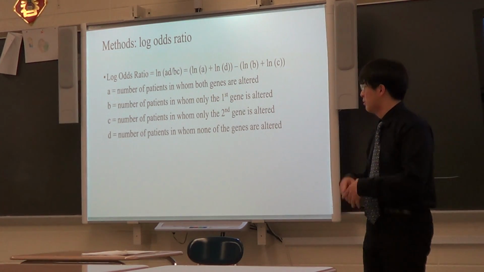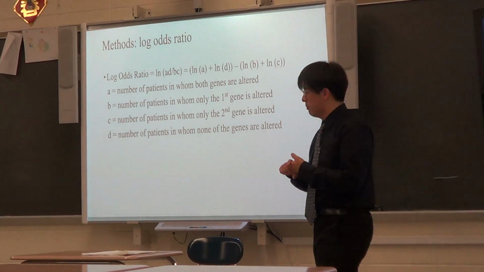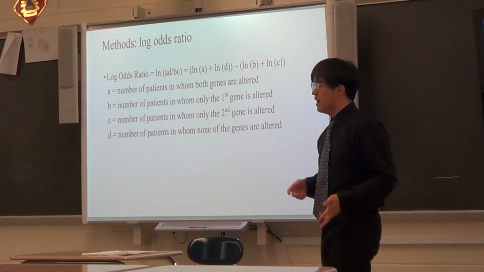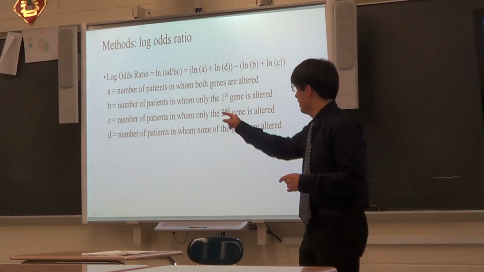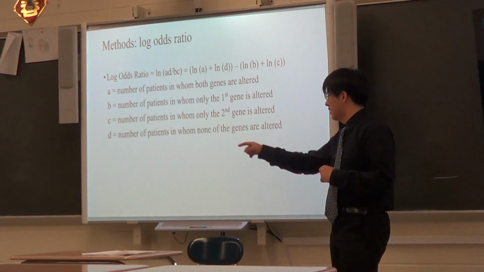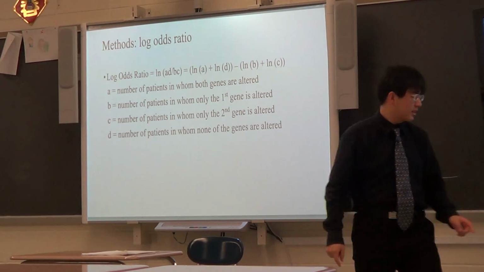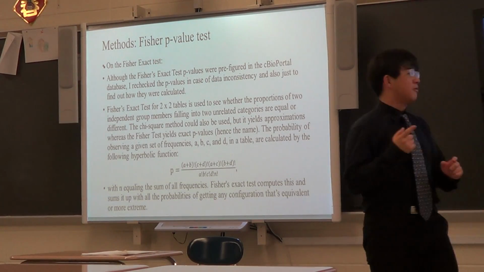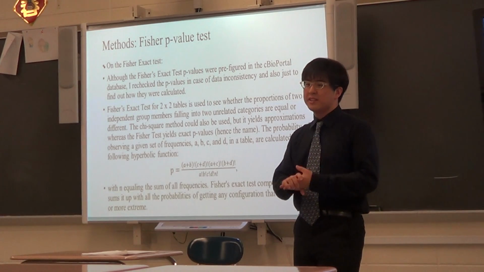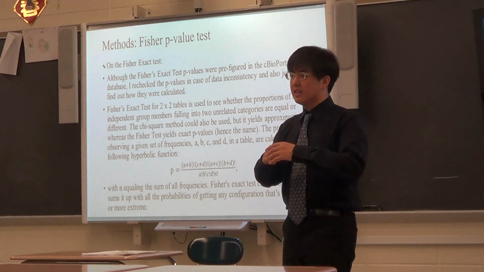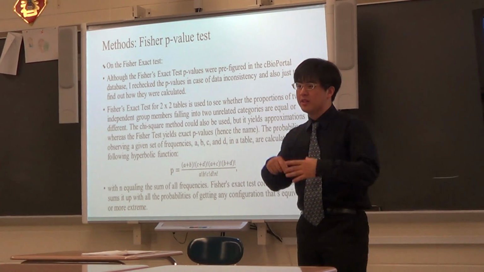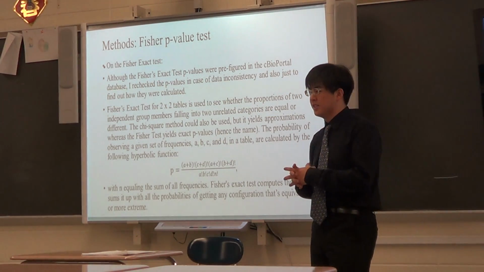And it's going to lead into the second part. But first of all, in this log odds ratio, A means the number of patients in whom both genes are altered, B is only the first gene altered, C is only the second gene altered, and D is both genes not altered. And then I use something called the Fisher exact p-value test. So what is this? It's basically a test that allows me to see how likely a given table is going to result, a given 2x2 table in this case.